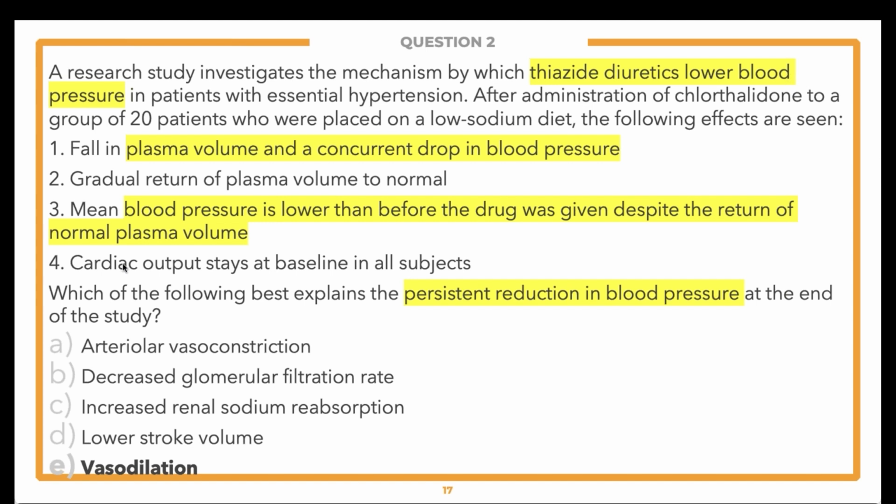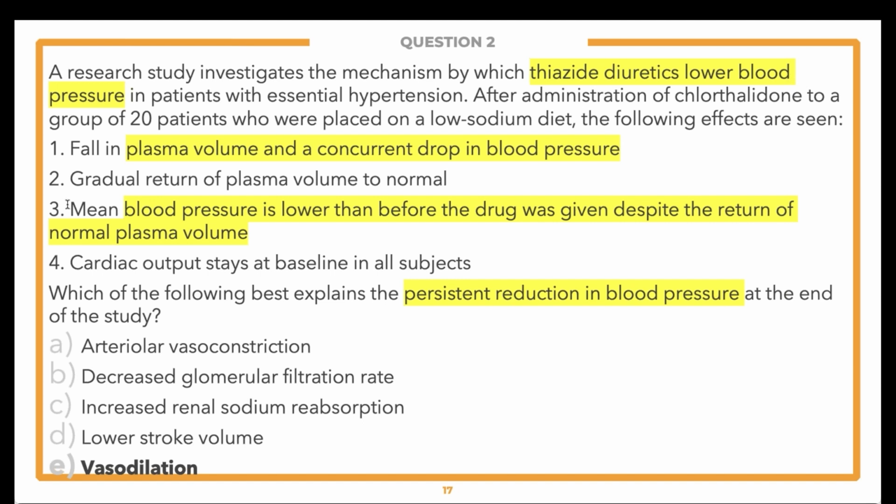So let's first talk about what thiazide diuretics are. Thiazide diuretics work by essentially causing sodium diuresis, natriuresis. How it works is it blocks the sodium chloride co-transporter in the DCT. That goes back to your early understanding of the nephron. And then you end up losing fluid. That's what number one is saying: an initial drop in plasma volume and blood pressure. They both go down together.